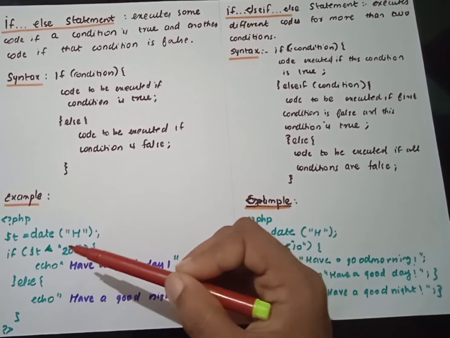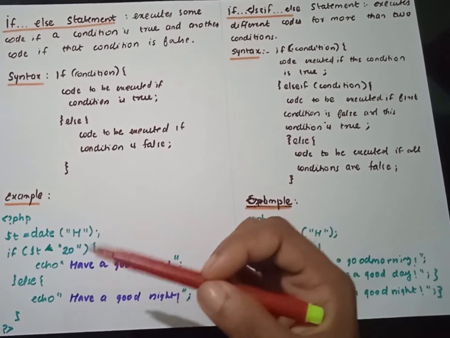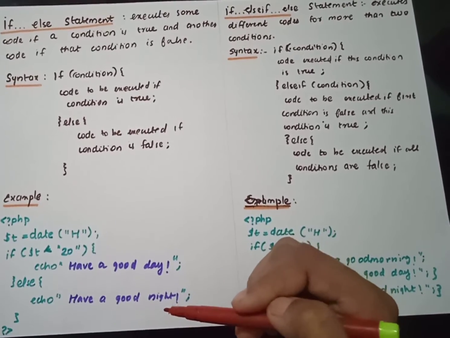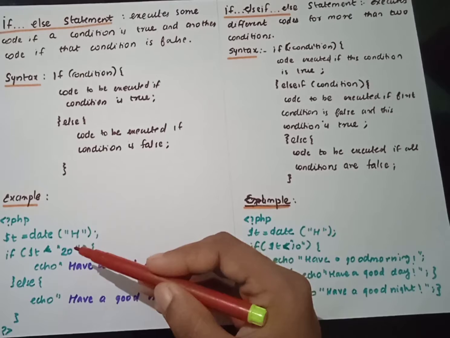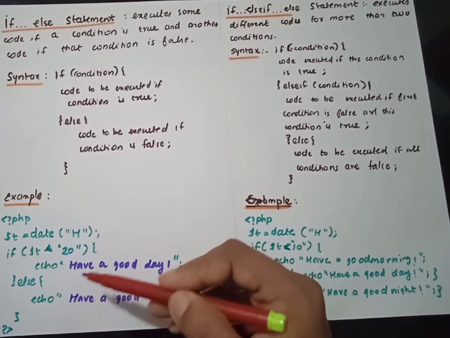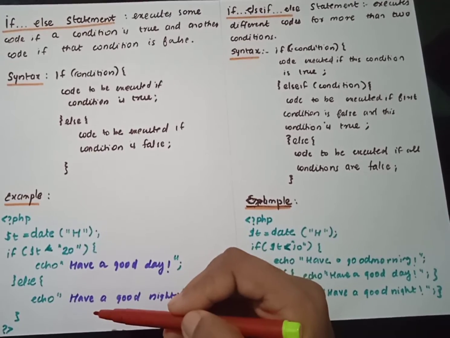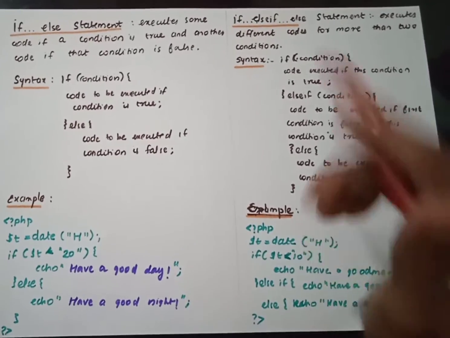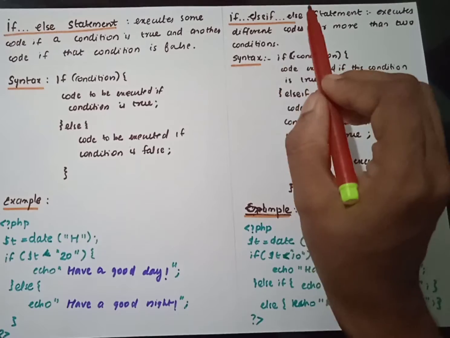If it is not so, you have a chance there. If it is not a day, then you can simply write it as a night message too. So from the one condition itself, you can go for two different outputs using the if and else statements. So the next one is if, else if, else.